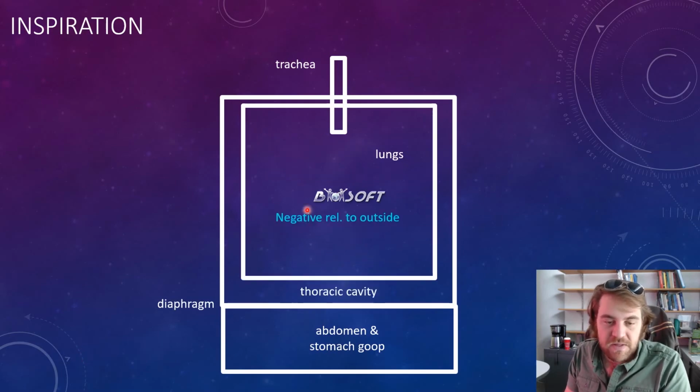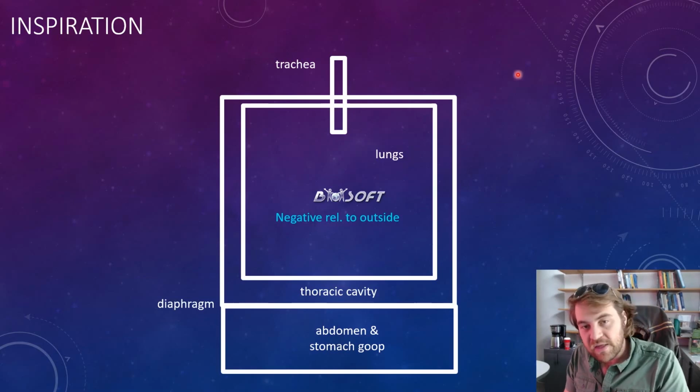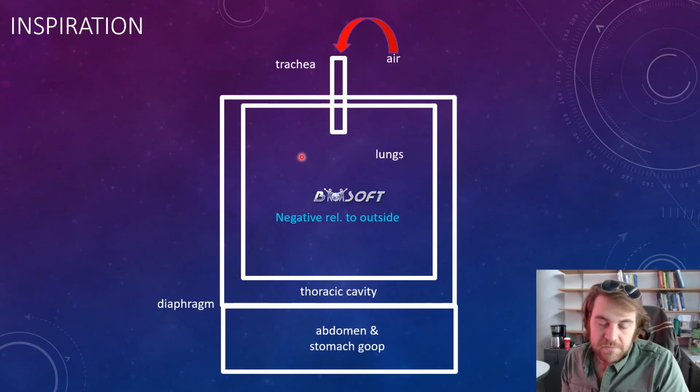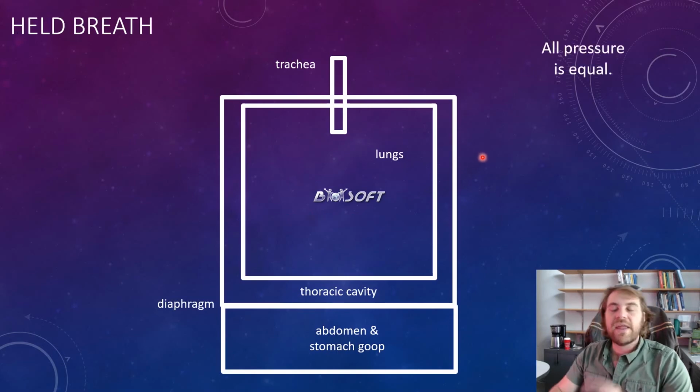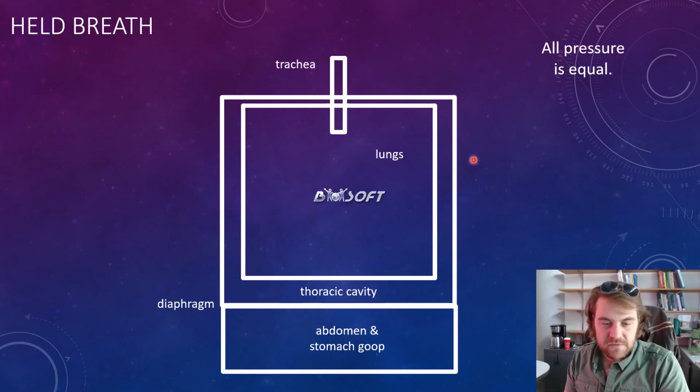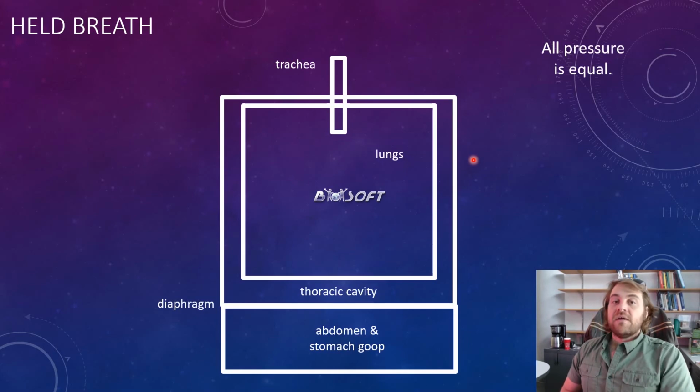So the lungs fill up. Now the pressures are equal between the thoracic cavity and the lungs, but we're still negative relative to the outside. Air has to rush in to fill this up. And now everything's equal again. Now we're at this state.